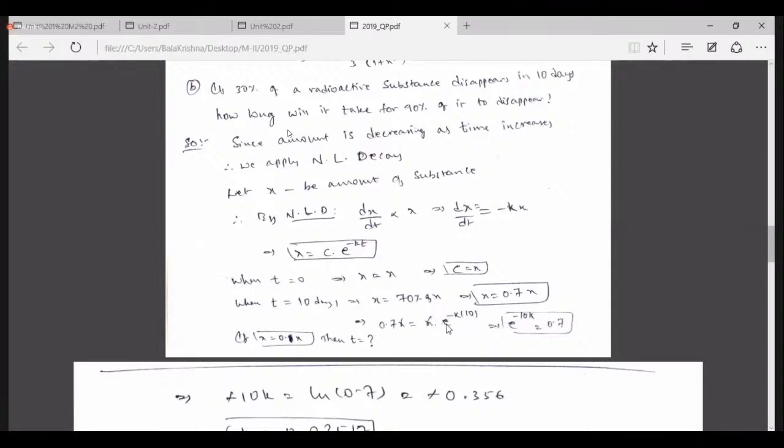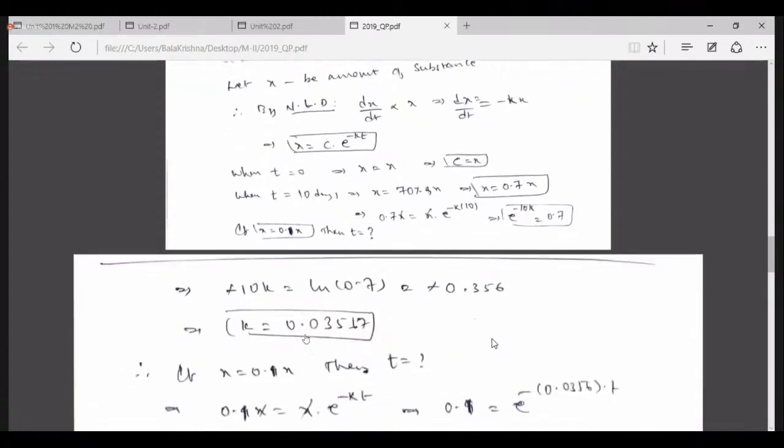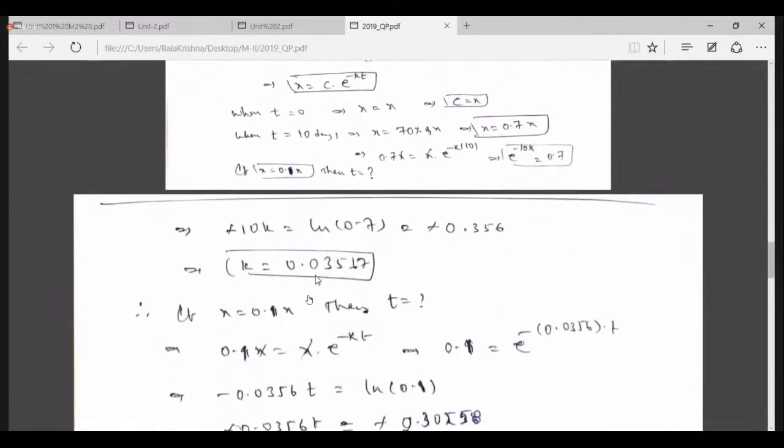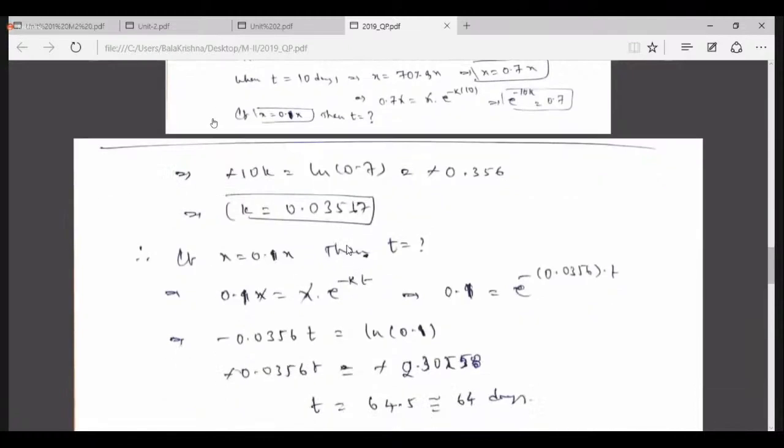When t is equal to 10, the amount of the substance remaining is 70 percent of the actual amount, that is 0.7x is equal to c, where c we have as x e^(-kt), with t as 10. So substitute here and simplify, you will get the k value as 0.03567. When you apply log with base e, that is the ln button you should use, it will be this one. So you have the k value.